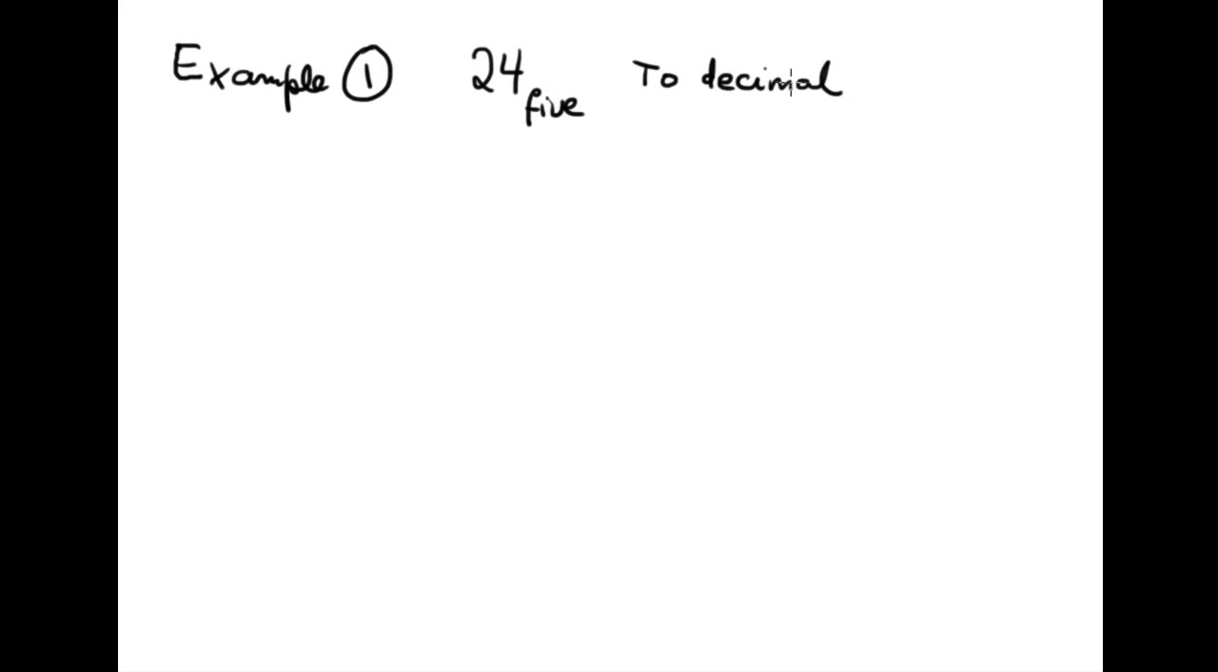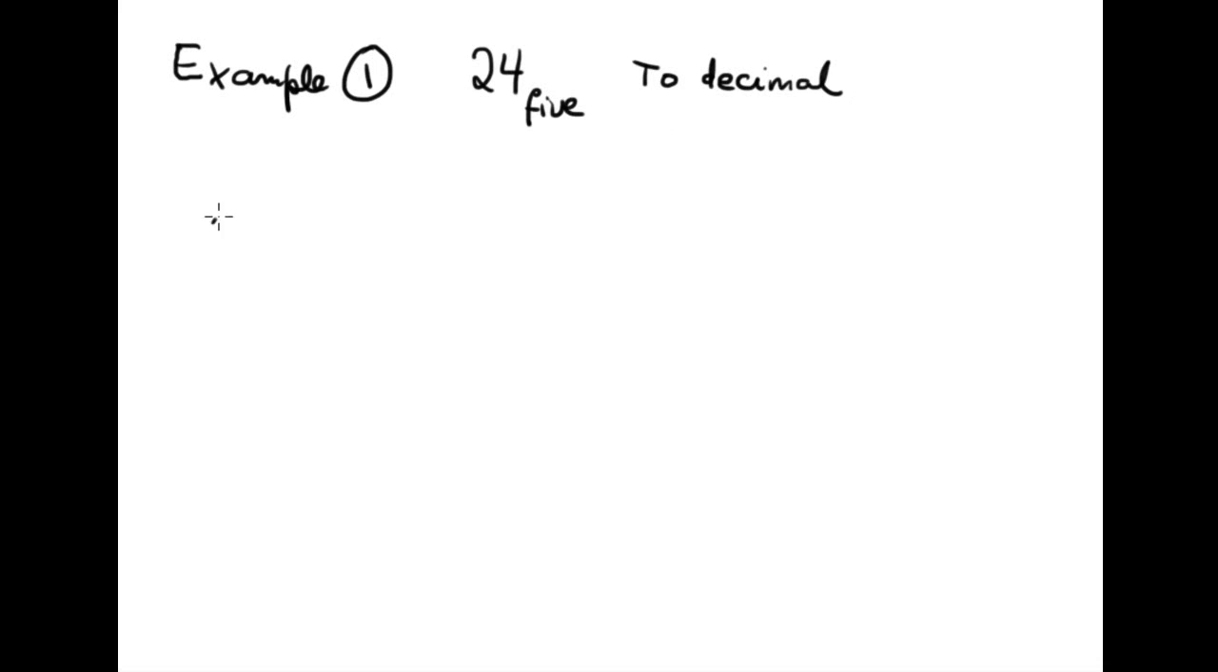Okay, example 1 is you convert 24 base 5 to decimal. Remember, you copy the coefficients.